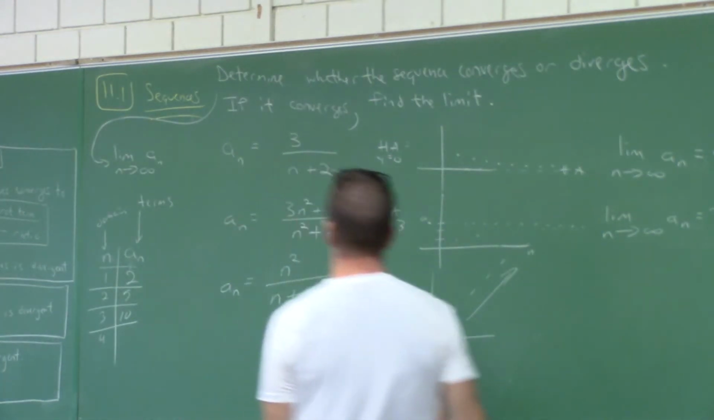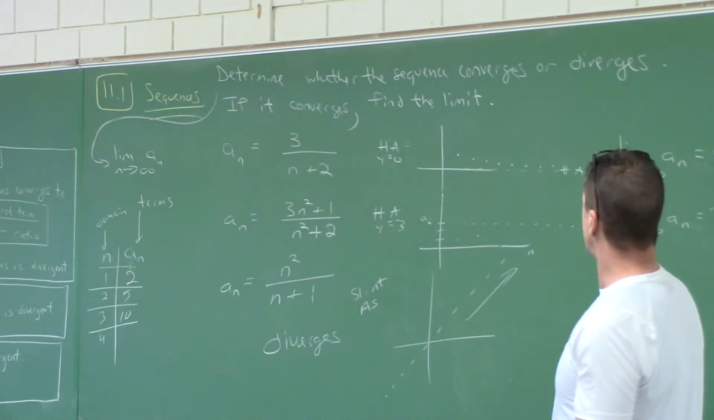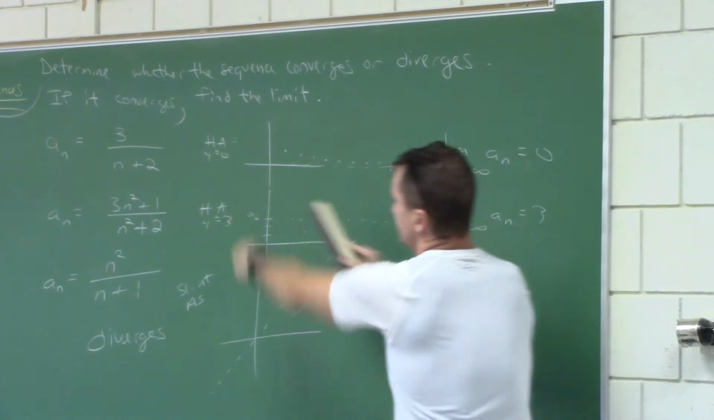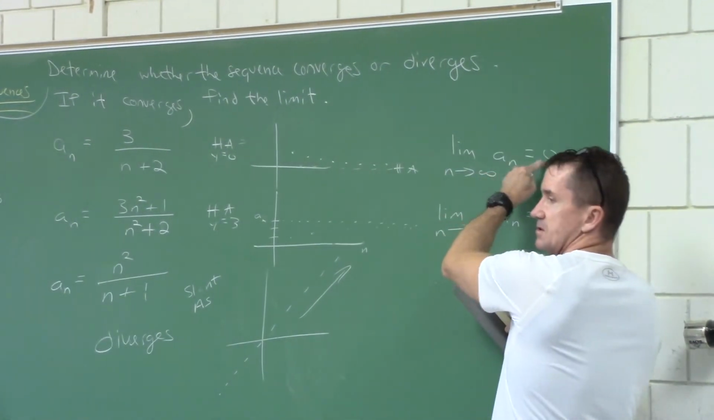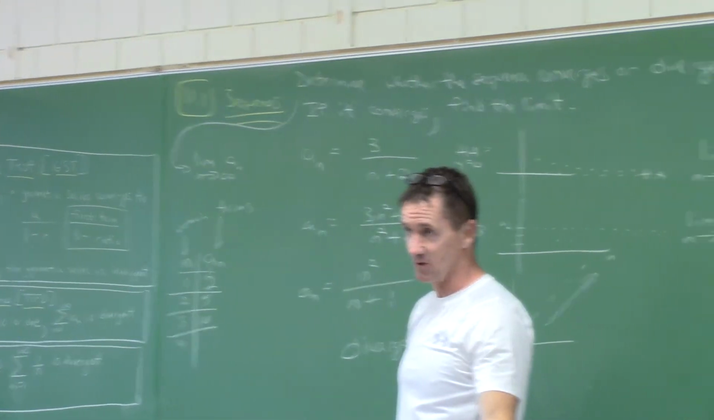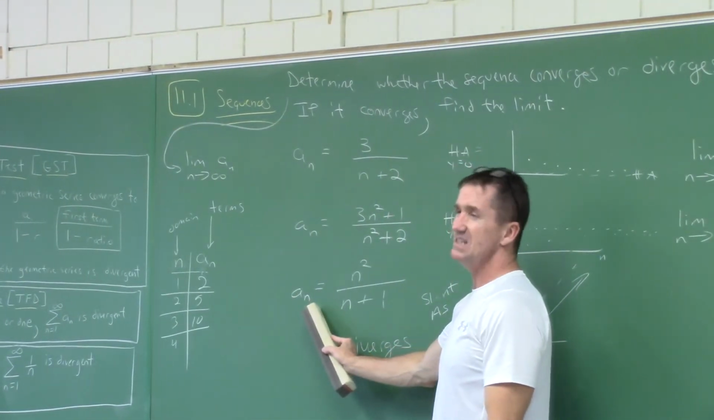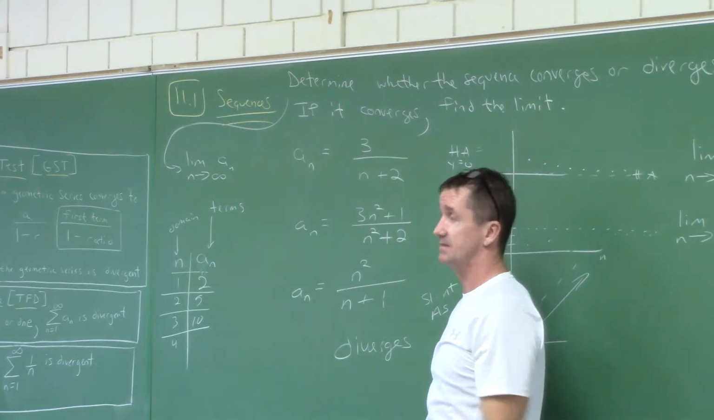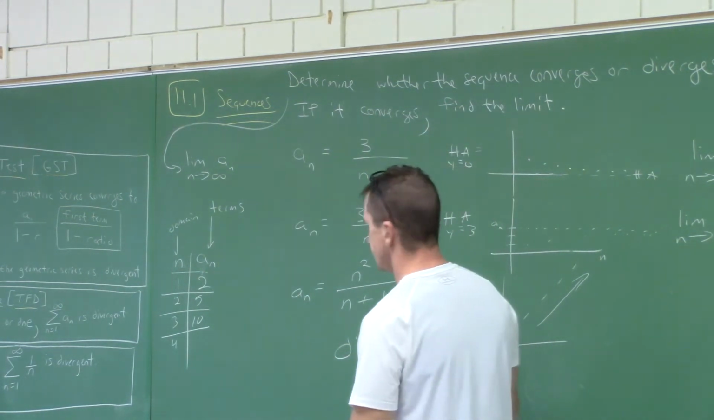Oh, and can I erase this? So this converges to what? 3, you can write it like that. This sequence here converged to 0. Notice I'm saying sequence. When we get to the series, it's a different story. And what about this sequence? This sequence diverges. If you wanted to know where it's heading, it's going towards positive infinity.